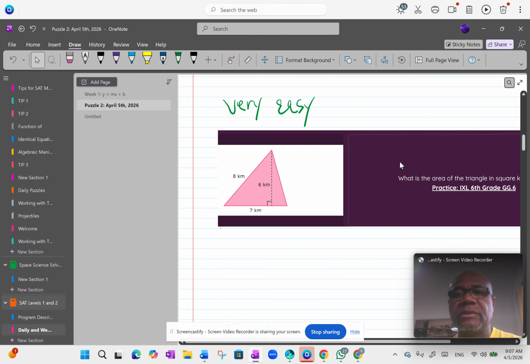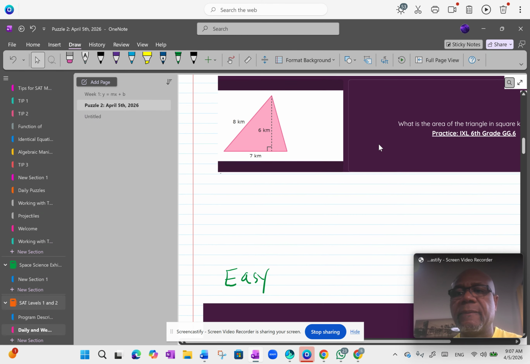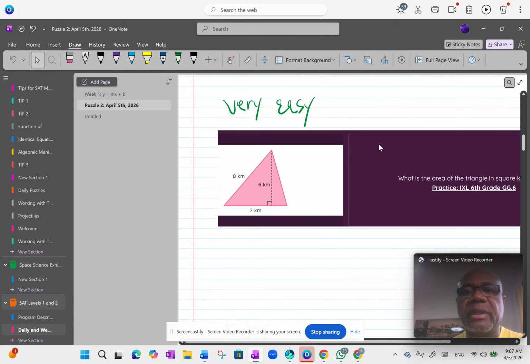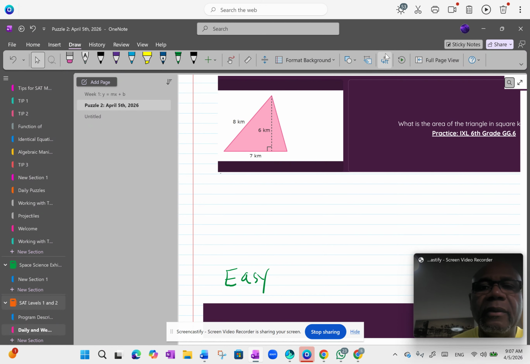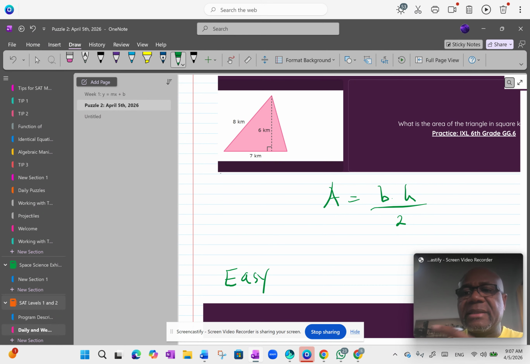Today's puzzle relates to triangles. This is just a foundational question here. Almost everyone can do this. The basic definition of the area of a triangle is base times height over 2. The base and the height are the two lines that are perpendicular. Those are the two lines you need to multiply. That's easy and straightforward.